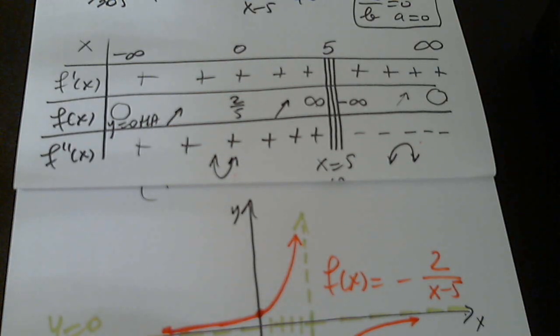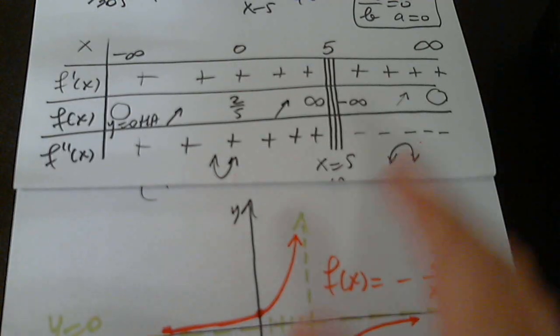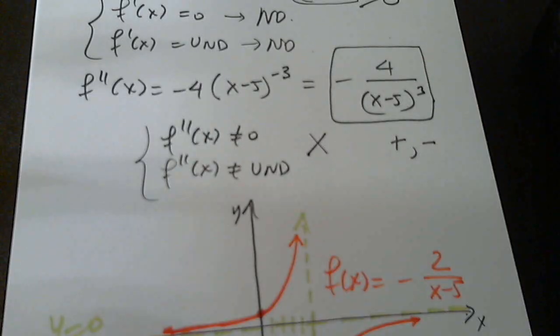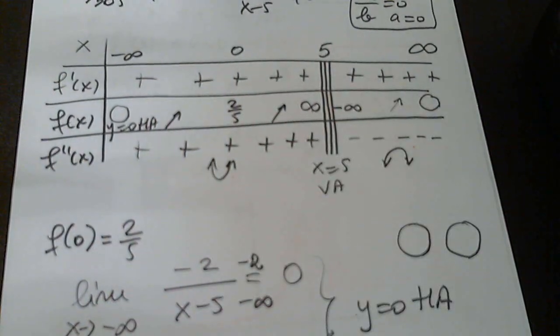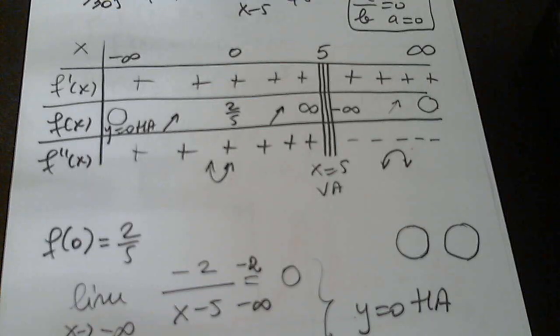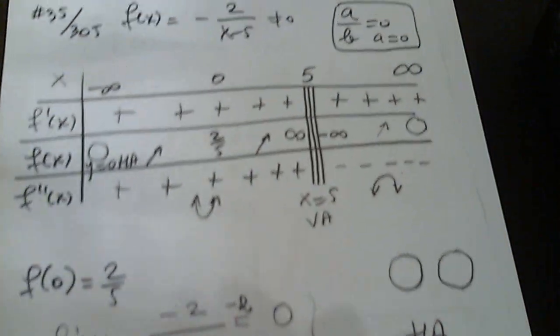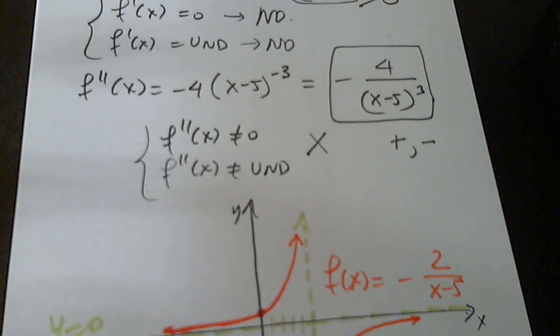Any questions on this function? You must understand how to summarize the information in the table, and you must understand how to use the table to graph the function. This is one of the core applications of differentiation. Okay, let's choose another problem. Any questions, please? Anything?